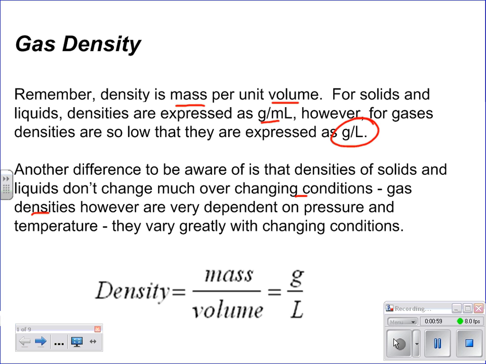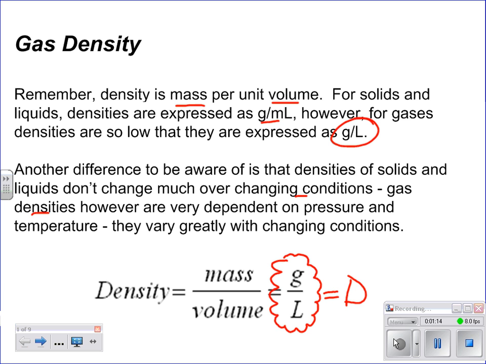So here we have this formula written on our paper. It's nothing new for us. And we see this unit. Density is in grams per liter. That's what we want to remember. Density is grams per liter.